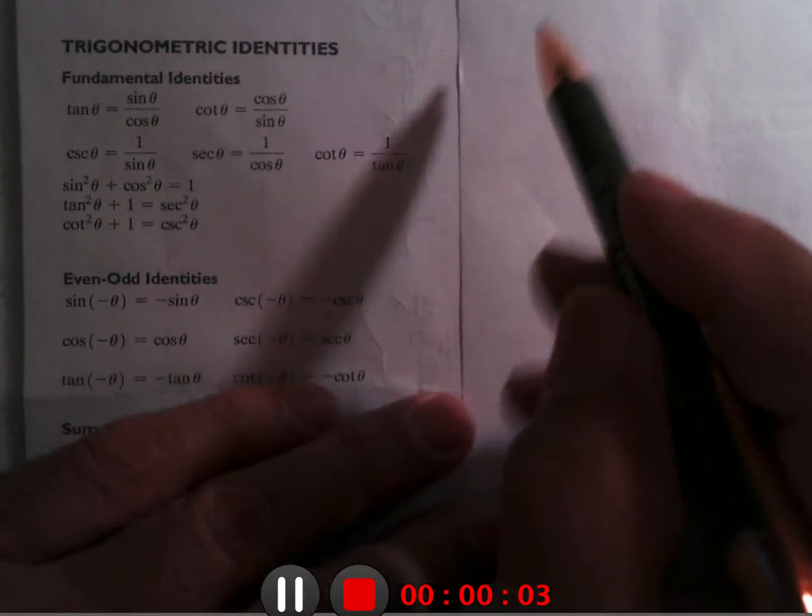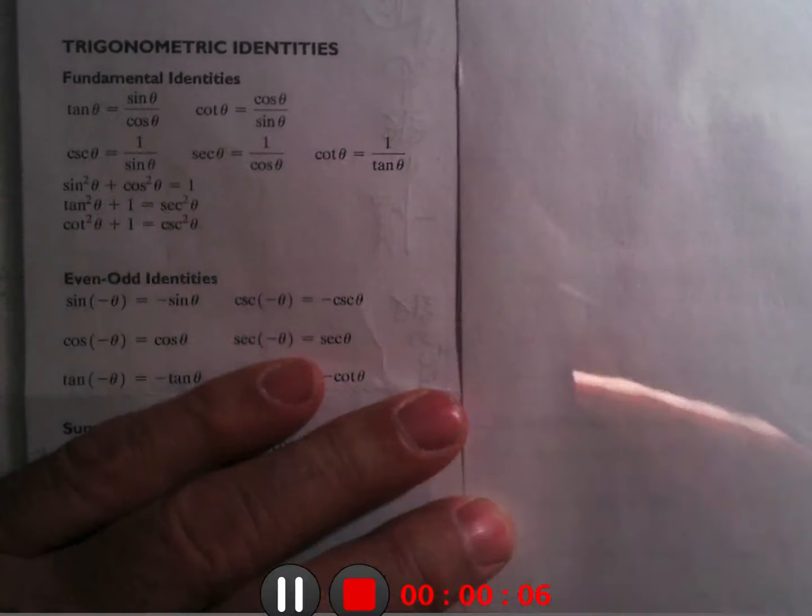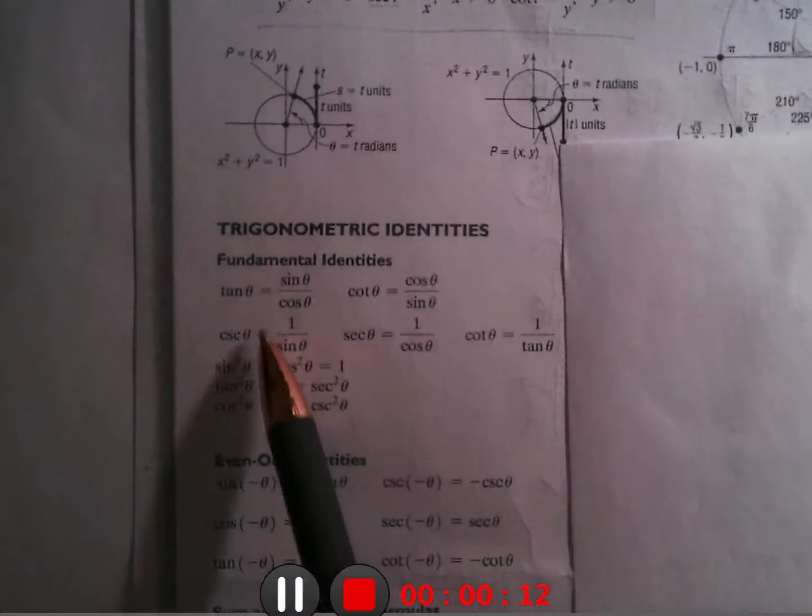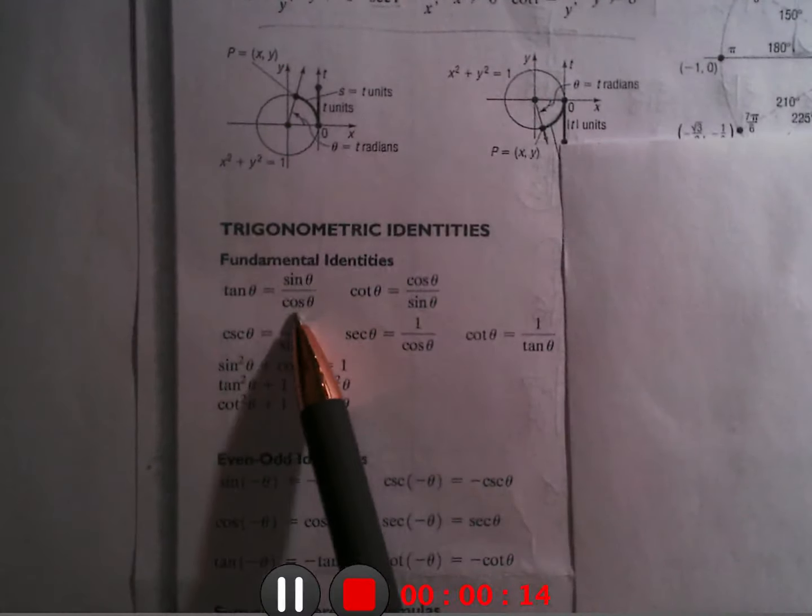In our third part of review here, let's talk about trig identities. We already know from what we did up here that the tangent is sine divided by cosine, and cotangent is x over y, or cosine over sine, and they're reciprocals of each other. Cosecant is the reciprocal of sine, secant is the reciprocal of cosine, and cotangent is the reciprocal of tangent.